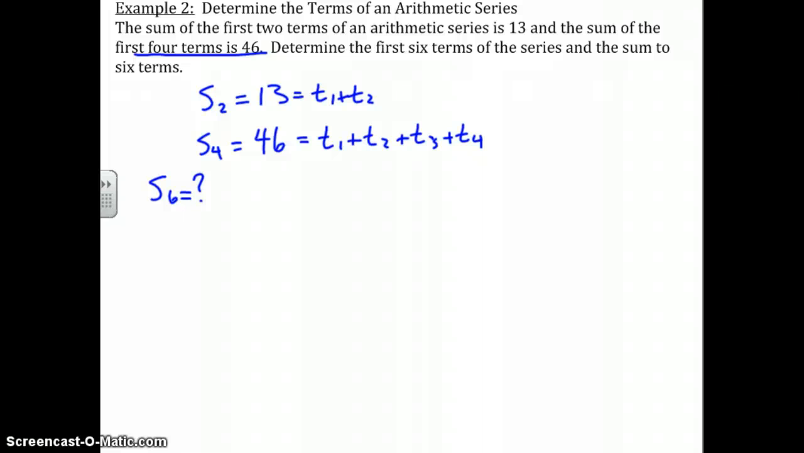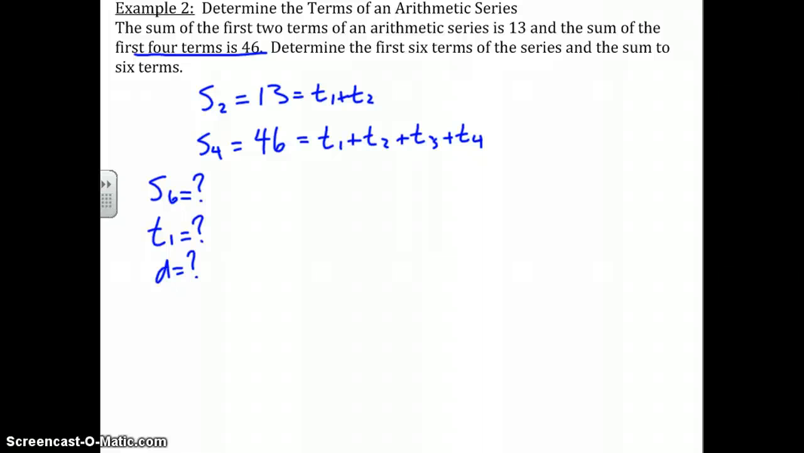Okay, so what can we do here? Well, what we're basically going to need to find is T1 and D. Right now, we don't really know. You might be able to do something fancy with the 13 and the 46 and just kind of work it out, but here's a surefire method. It's going to be quite a bit of work, but it will work.